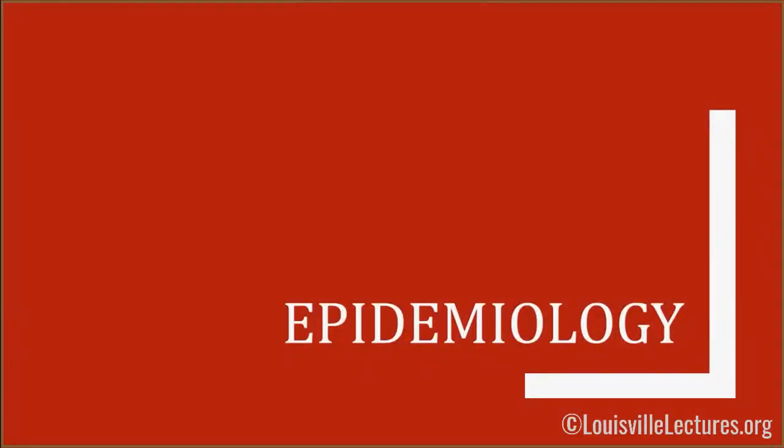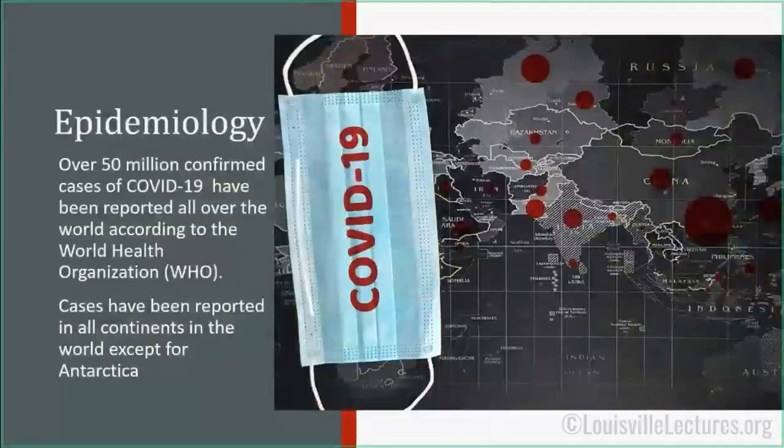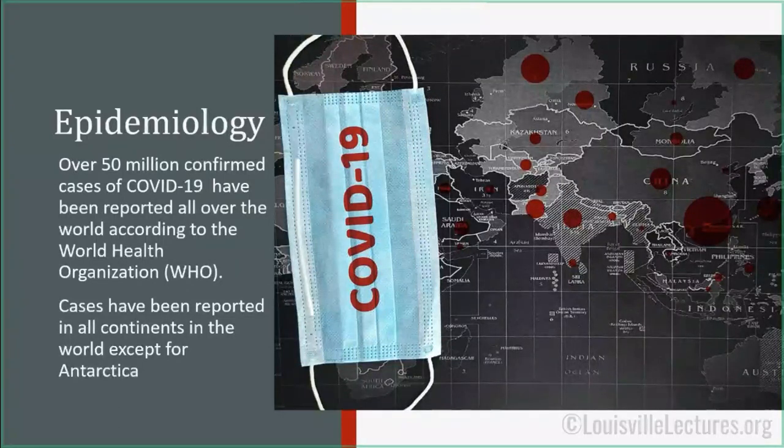Now, with regards to epidemiology, over 50 million cases have been confirmed worldwide of COVID-19, and it's been reported all over the world according to what the World Health Organization indicates. Cases have been reported on every continent with the exception of Antarctica. And that actually remains true today.